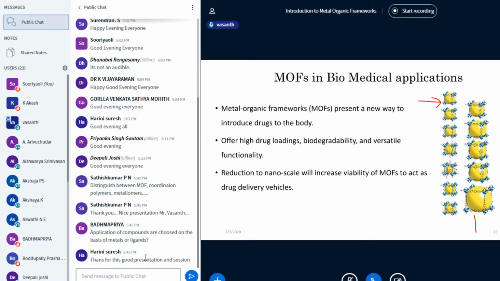Here is a question: are the applications of MOFs chosen on the basis of metals or ligands? I think it is a combination of both. It depends on the activity you are going to study. It has to be a balance of the properties of both metal as well as ligand. If I have to prepare a cheaper catalyst, I have to go for cheap metals. If I go for very advanced or highly active metals, it will not be cost effective.